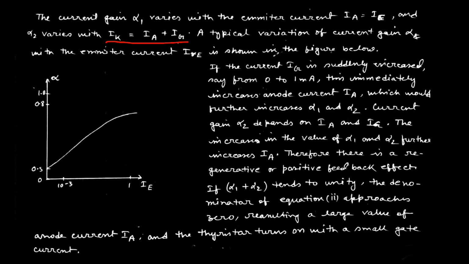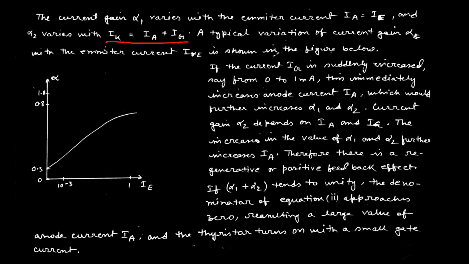That means the typical variation of the current gain is shown by this figure, how alpha, or the current gain, changes with respect to emitter current. So here the curve shows that if we increase the emitter current, the gain will increase. In the other way, for alpha 1 for Q1 and alpha 2 for Q2, if the gain is increased, that means the emitter current is increased.